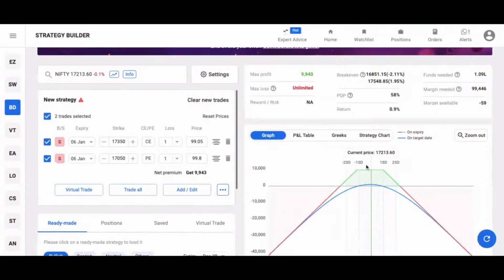So a strangle, just like we looked at ratio spreads and ladders, which are basically improvisations, is an improvisation of a straddle. So a straddle is extremely linear. This one gives you slightly more leeway. So again, you expect the markets tomorrow to remain within a certain range. This is something which you could look at.